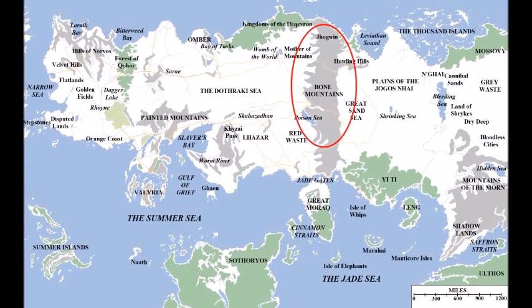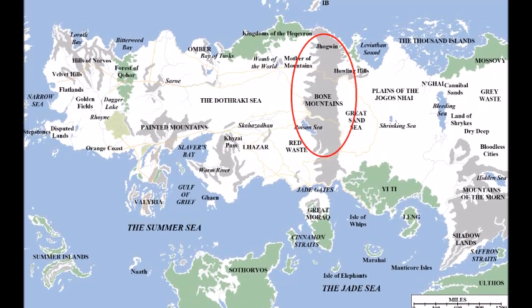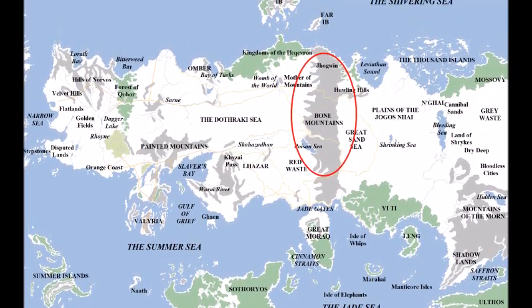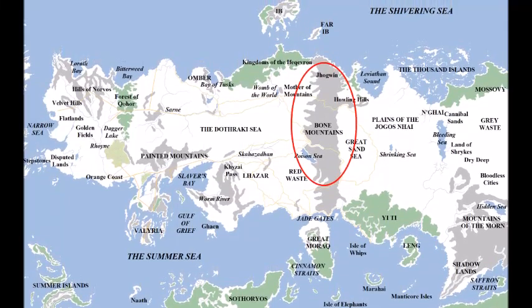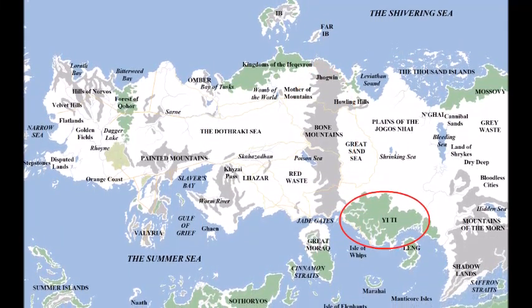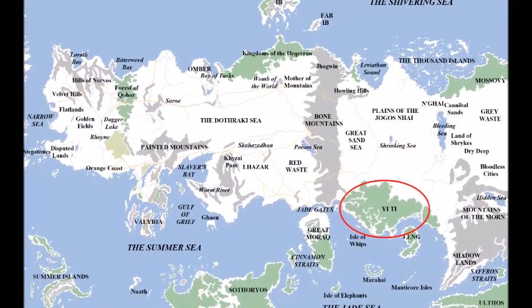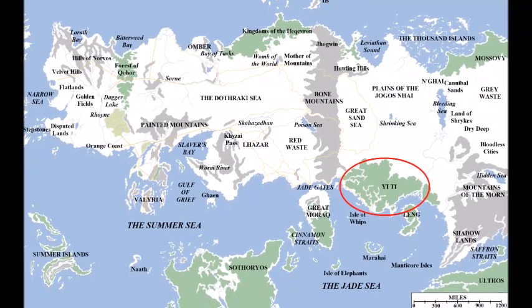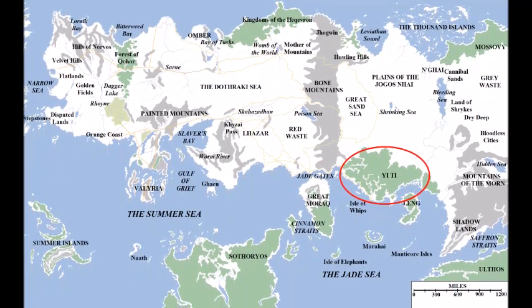Further east are the so-called Bone Mountains, which may be a representation of the Ural Mountains, which are generally accepted to be the geographic division between Europe and Asia, despite being connected on the same landmass, and to the east of these is the Empire of Yi Ti, which by its name alone is obviously a tribute to ancient China, described as one of the greatest empires ever seen, with cities dwarfing that in Westeros, although this hasn't really been portrayed in the show.